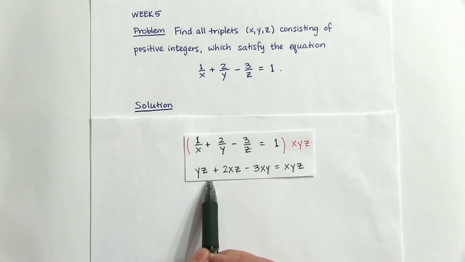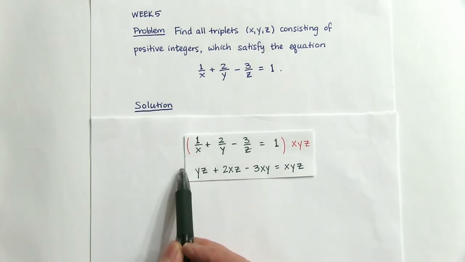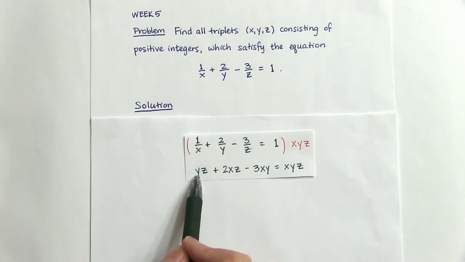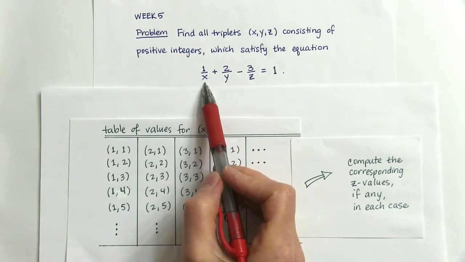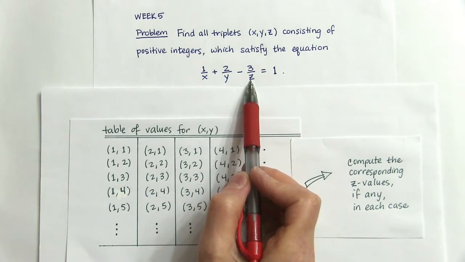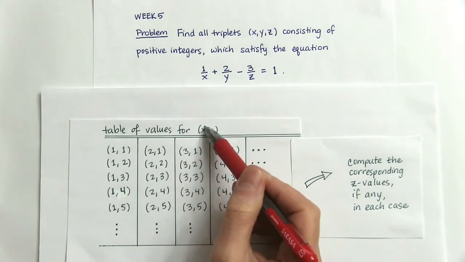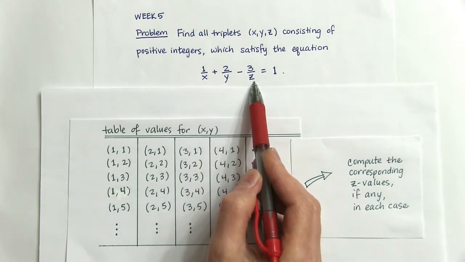Let's start by observing that we have one equation with three unknowns, x, y, and z. Usually when you want to solve a system of equations, you need the same number of equations as unknowns. But we don't have three equations here. We only have one equation. So we need more information somehow. Since we're looking for positive integer solutions x, y, and z, a reasonable approach to solving this equation could be to start plugging in some integer values for x and y, because if I knew the value of x and y, I could solve for z.